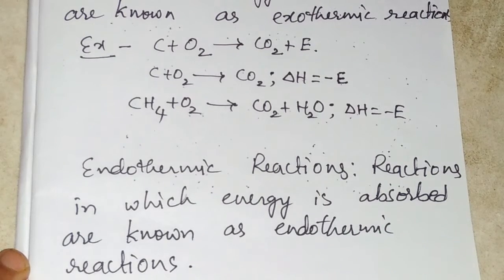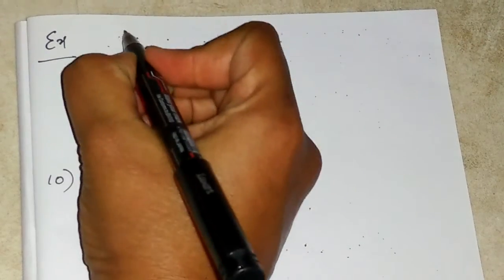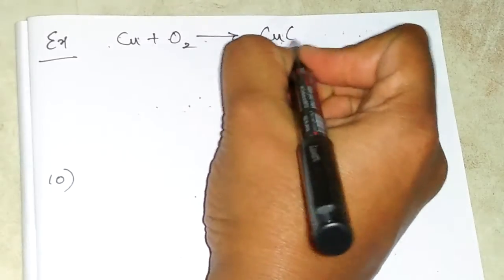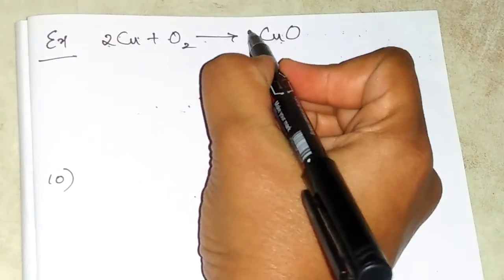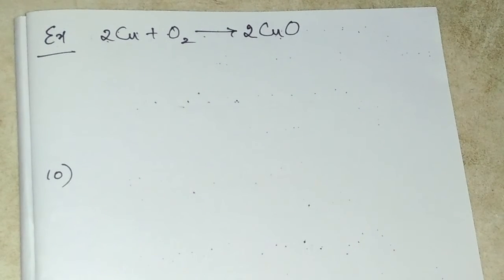Now let us see some examples for these endothermic reactions. As we have seen earlier, many of the combustion reactions are exothermic reactions, but a few exceptional cases are also there, as I said. So here we can take that exceptional case, copper reacting with oxygen to form copper oxide. For balancing, we can write 2Cu plus O2 gives rise to 2CuO. In our question, they are not asking for balancing, but it is better if you balance it. So 2Cu plus O2 gives rise to 2CuO.